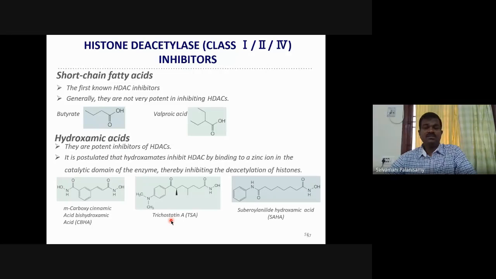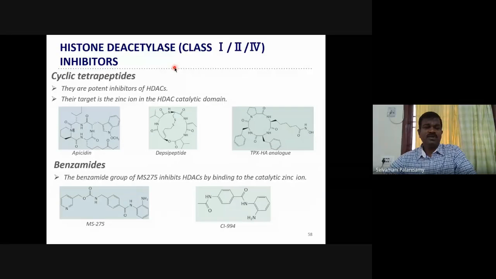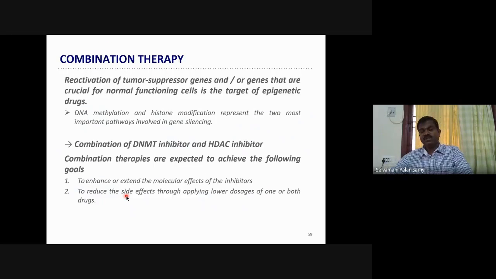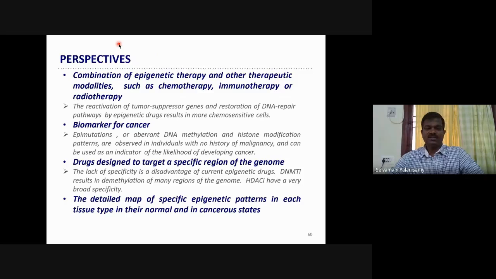The next one is histone deacetylase inhibitors, maybe short chain fatty acids or hydroxamic acids. They will also block this enzyme, and it is highly prospective for use against the cancerous condition. And cyclic peptides, meaning tetrapeptides, will also block this enzyme, as do benzamides. And ultimately, we could have a combination therapy of both DNMT inhibitors and HDAC inhibitors, because these two will act synergistically. It is expected to enhance or extend the molecular effect of the inhibitors and reduce the side effects, through applying a very low dose of one or both drugs. Therefore, epigenetics prefers combination therapy based on its targets.